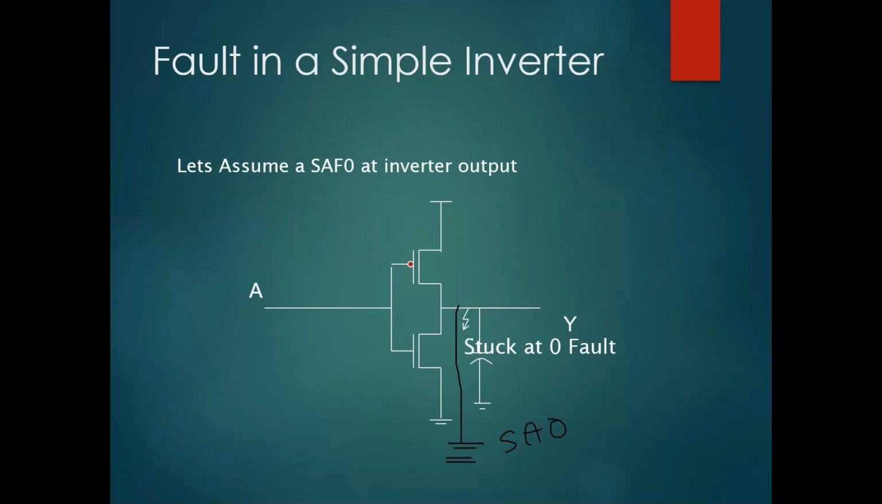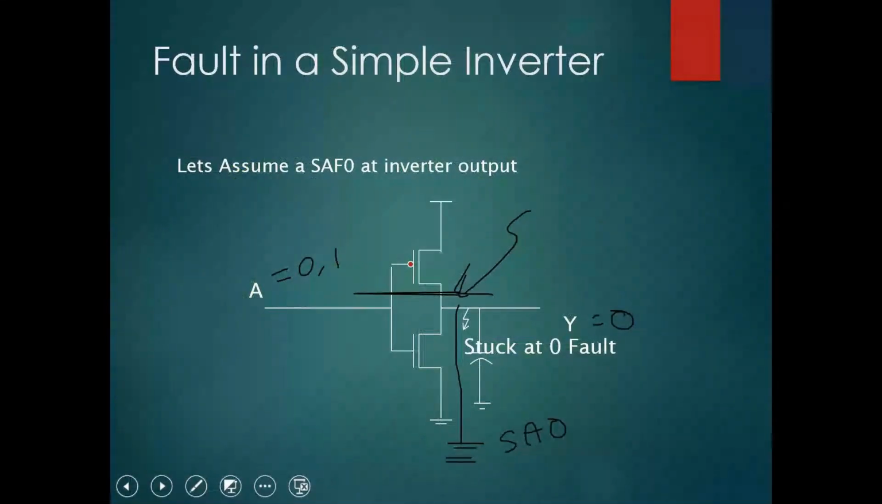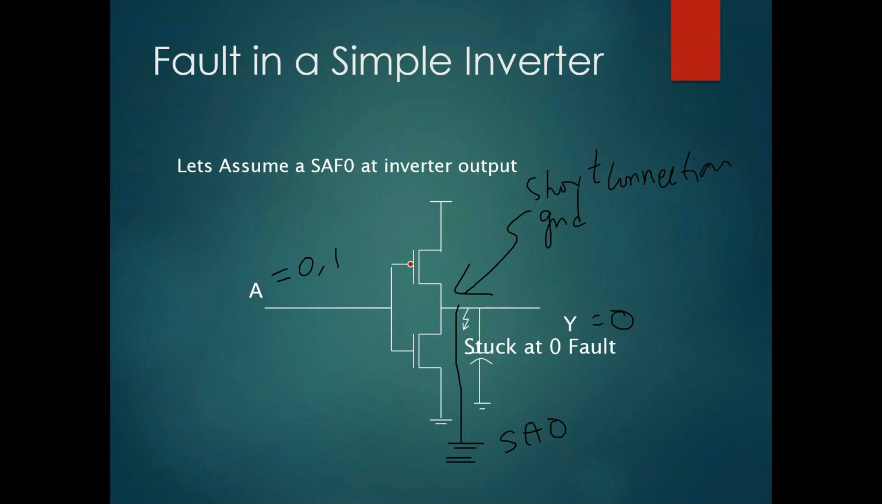What happens? Whatever the value you give at a pin, whether a is equal to 0 or a is equal to 1, your y will always be 0, which means this is no longer acting as an inverter. Why is it? Because there is a short connection here to the ground. This is a short connection to the ground, and that is causing this manufacturing defect.